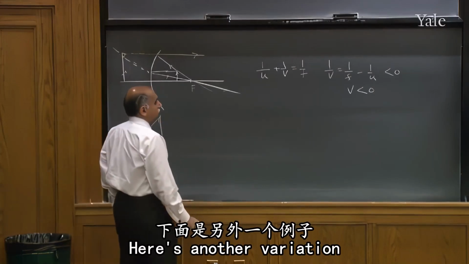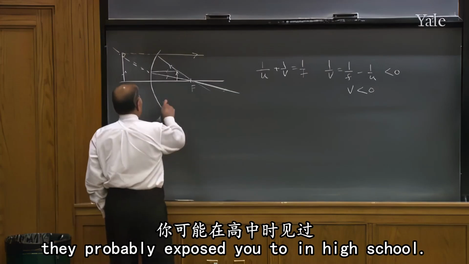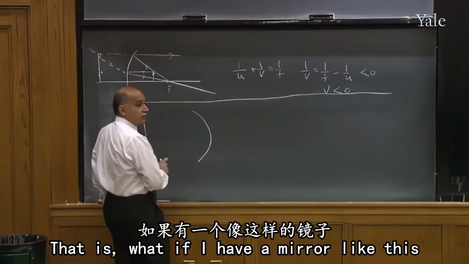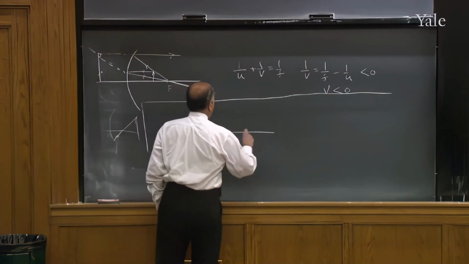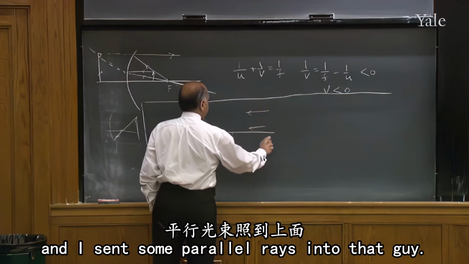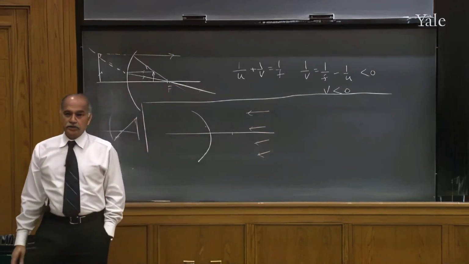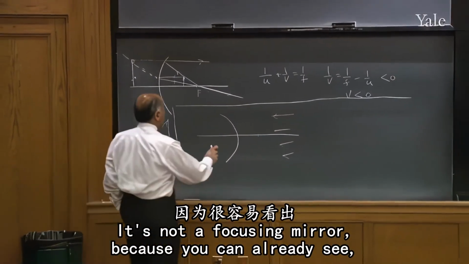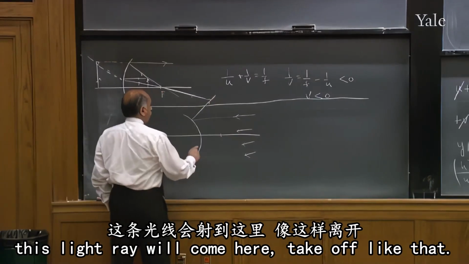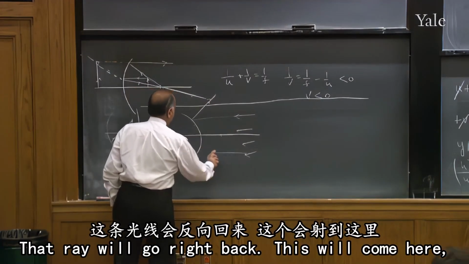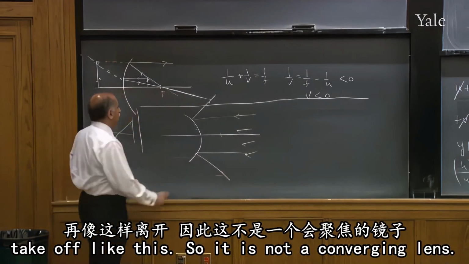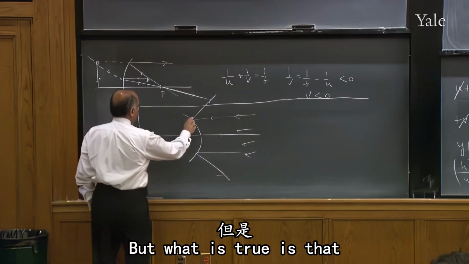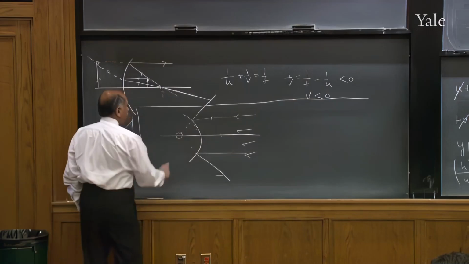Okay, here's another variation. They probably exposed you to it in high school. What if I have a mirror like this, and I send some parallel rays into that guy. You agree this was not a focusing mirror, because you can already see this light ray will come here, take off like that. That ray will go right back. This will come here, take off like this. So it is not a converging mirror. But what is true is that if you extrapolated all these lines backwards, they seem to emanate from this point.